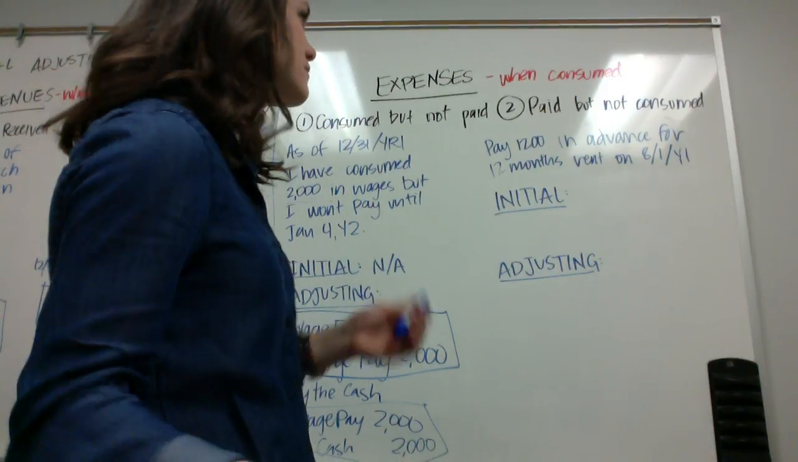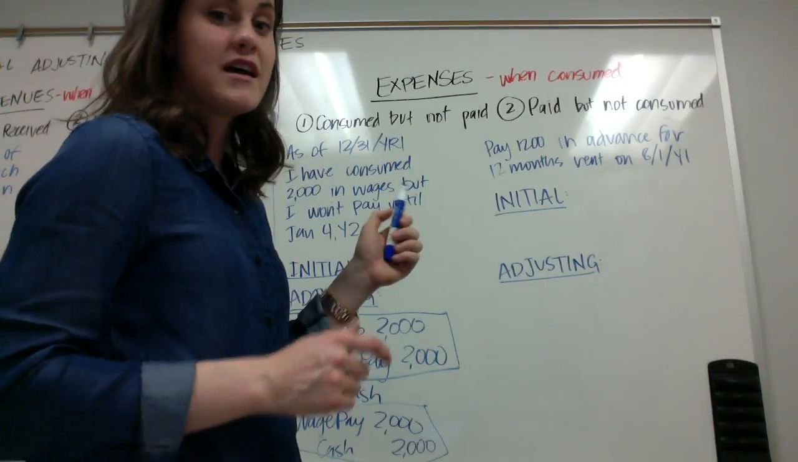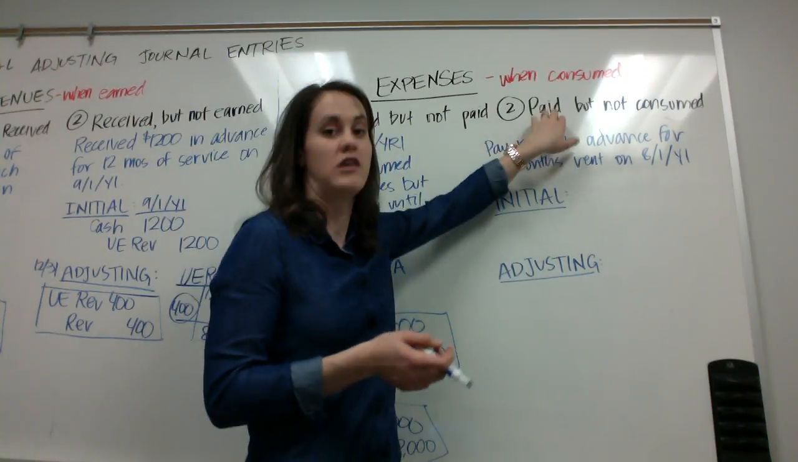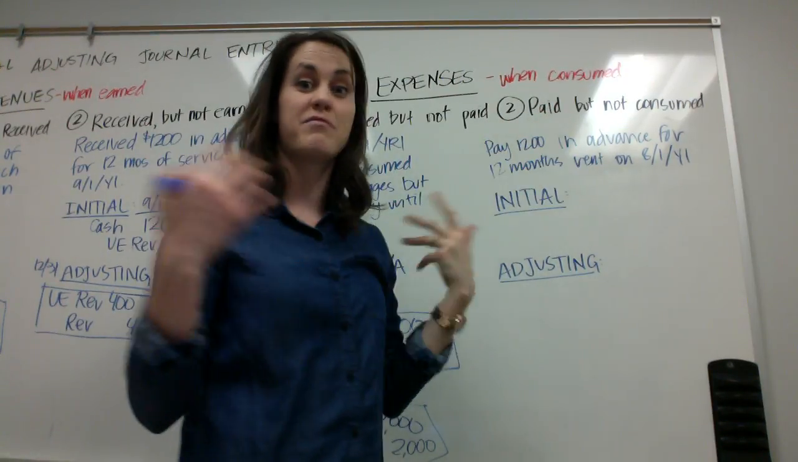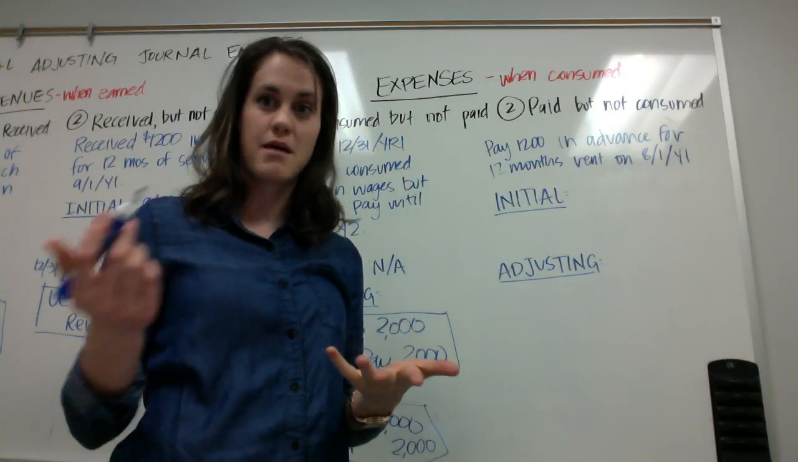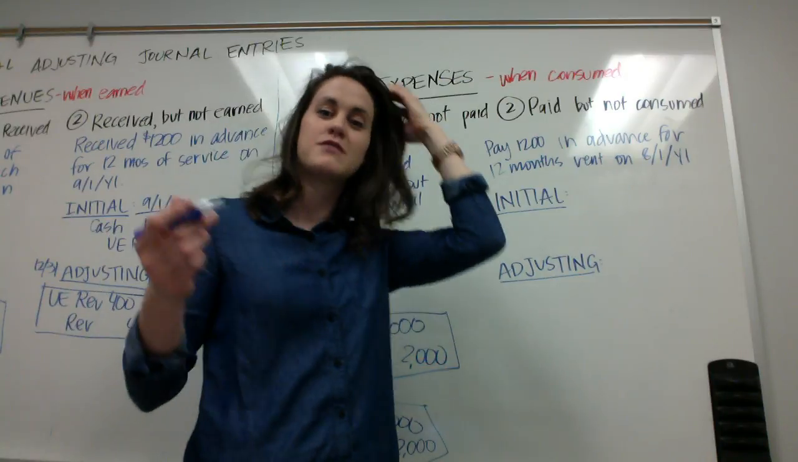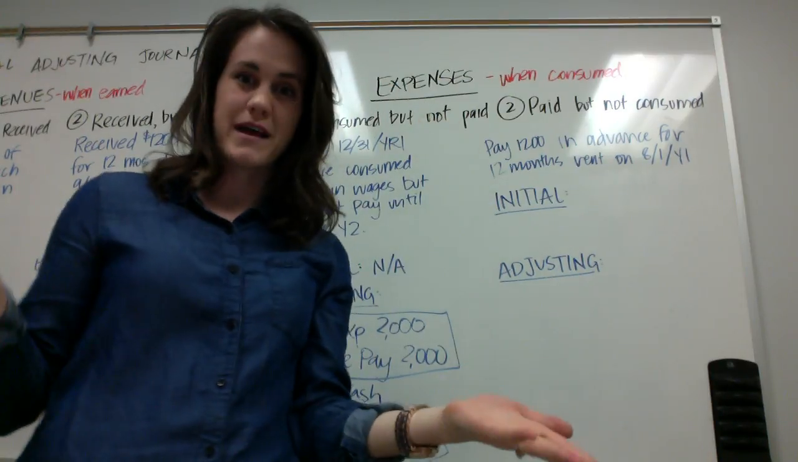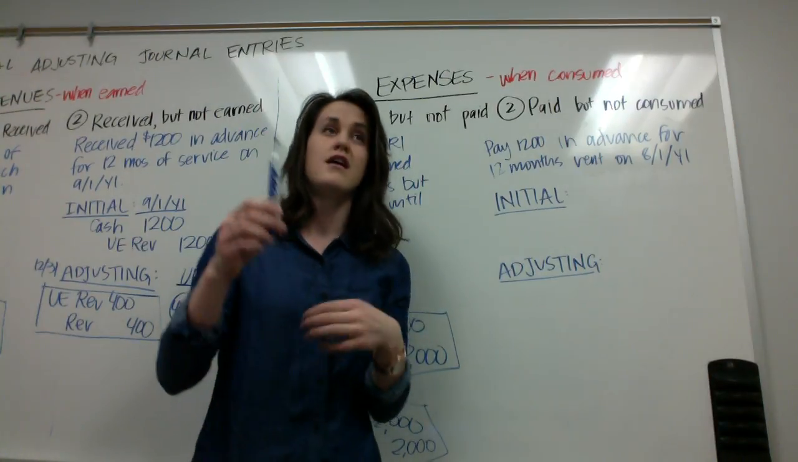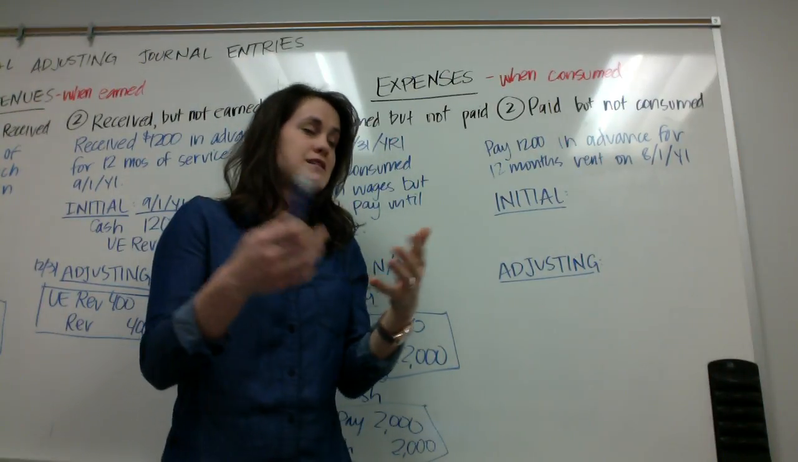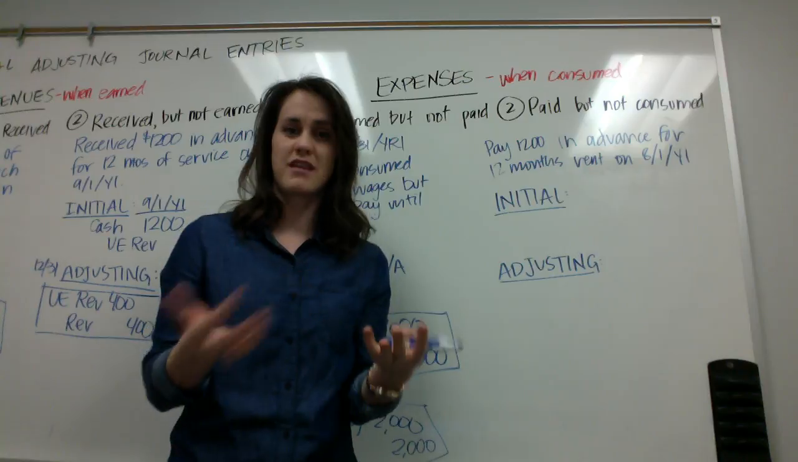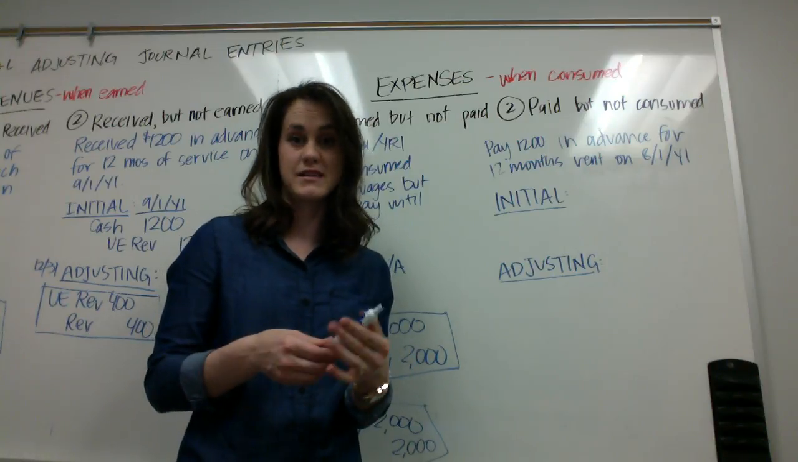Okay, so the second example of an expense, for adjusting journal entries, is that we've paid for an expense, but we haven't used it up yet, right? Are there examples of this in real life? Yes, these are our prepaids, right? We've talked about this in class quite a bit. These prepaids we've paid in advance, but we haven't actually consumed anything, so we can't record the related expenses.